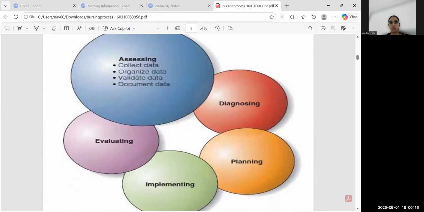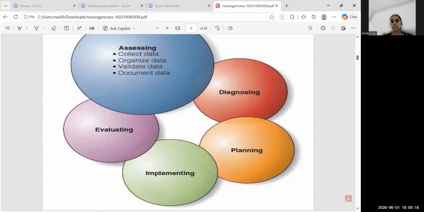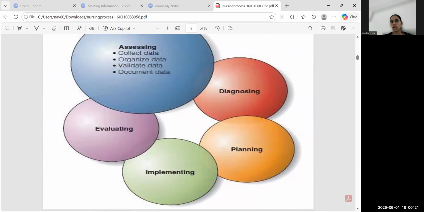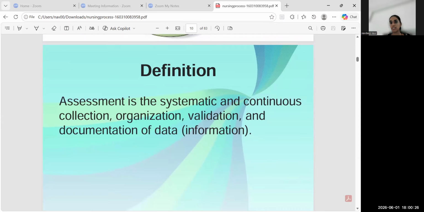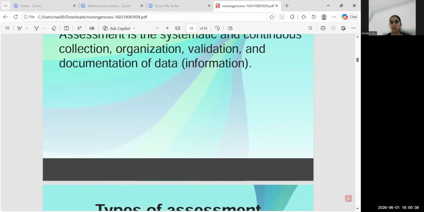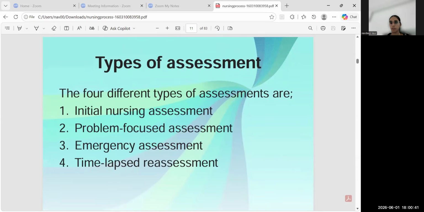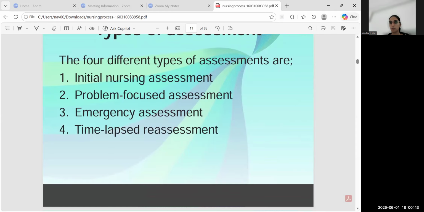Next, the same thing in assessing: collect data, organize data, validate data, and document data. The definition of assessment is the systematic, continuous collection, organization, validation, and documentation of data. I have discussed this before: it is a systematic process, a continuous process, and it needs some validation. There are different kinds of assessment. There are four kinds: initial nursing assessment, problem-focused assessment, emergency assessment, and time-lapsed reassessment.